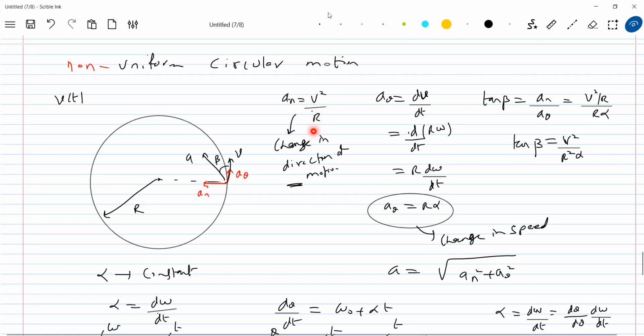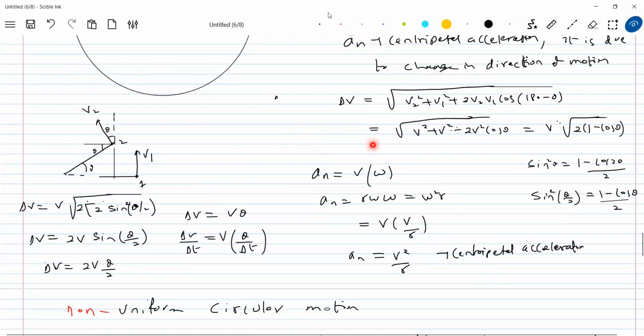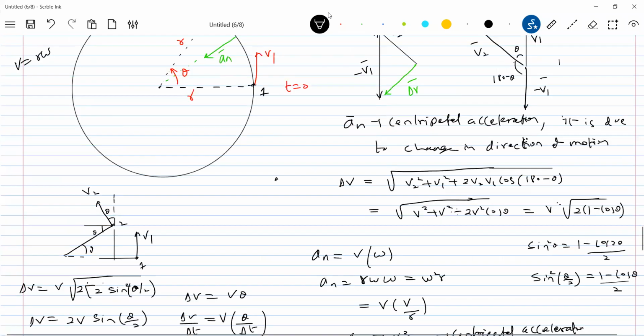There are two accelerations: one centripetal, other tangential. Centripetal acceleration is due to change in direction of motion. Sir, how can you say? I'm giving enough proof. You can see this mathematics. This is very important, of all what I discussed now. How that AN will be directed towards center is from the vector subtraction, is what I explained.